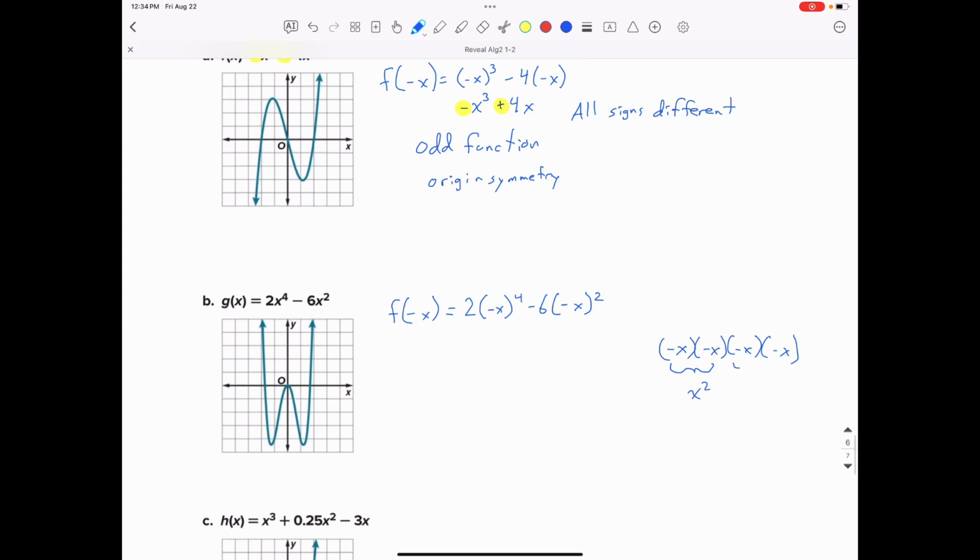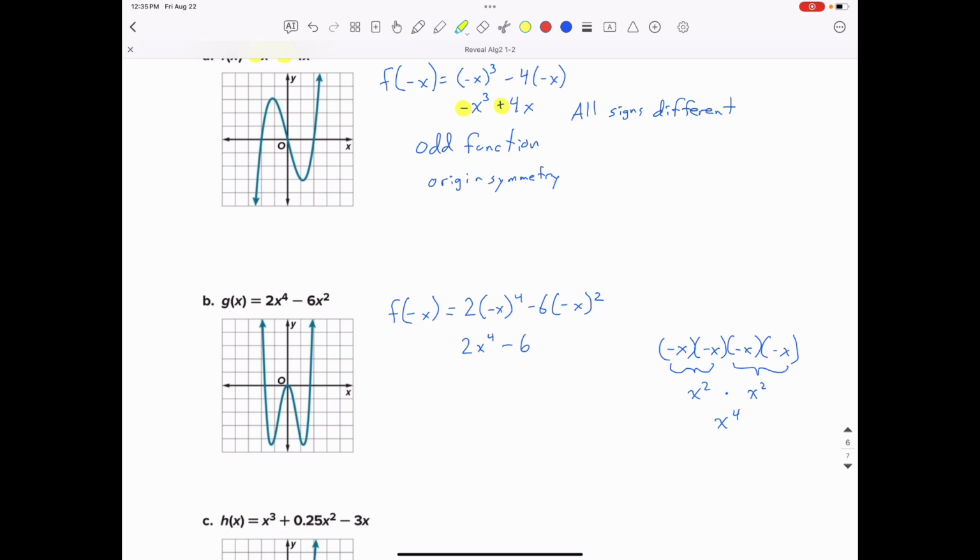And if I multiply these two negative x's times each other, that's also going to be x squared. And then when I multiply x squared times x squared, they're both positive, which means the result's going to be positive. That would be x to the fourth. So negative x to the fourth is actually the same as a positive x to the fourth. And then I would have minus 6 times what is negative x squared.